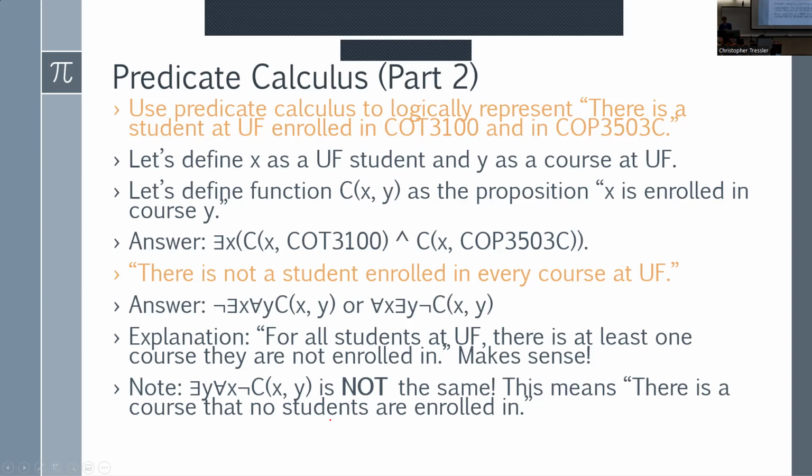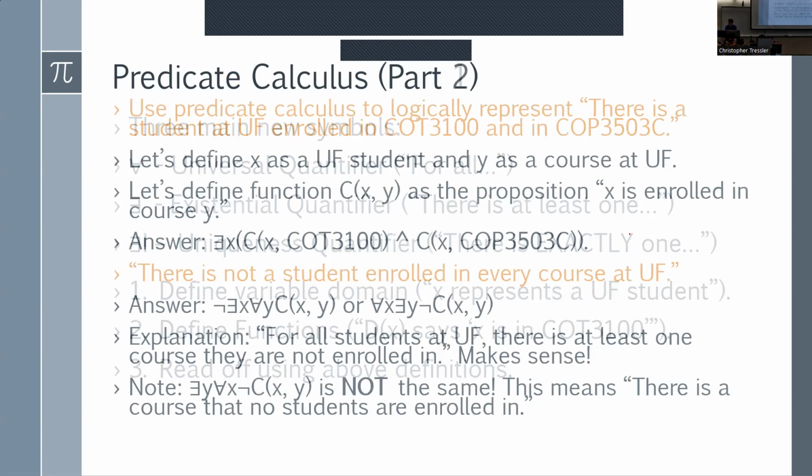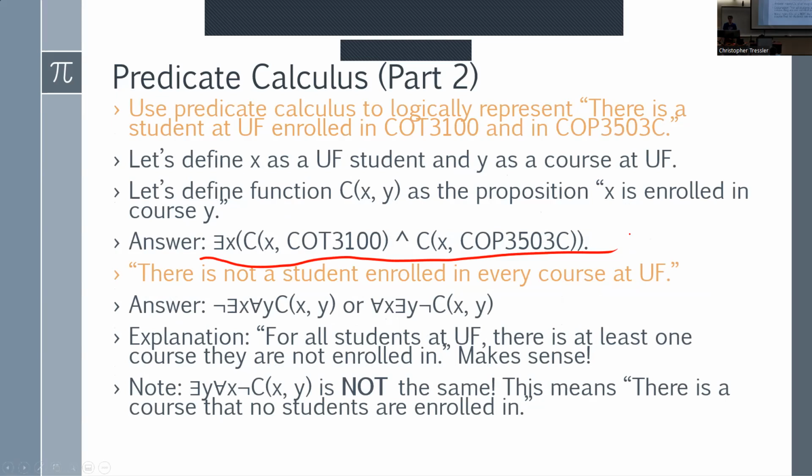We're going to define the function C(x,y) as the proposition "X is enrolled in course Y," okay? So now, how did I write this right here? Well, once again, the final step is going to be to use plain English to figure out how to write this. If we go back a slide, "there is a student" means the same thing as "there is at least one." It's not "there is exactly one student" in this case.